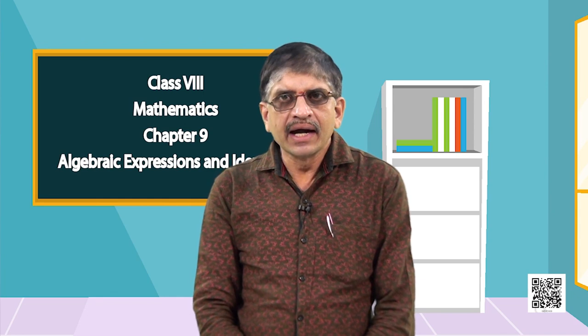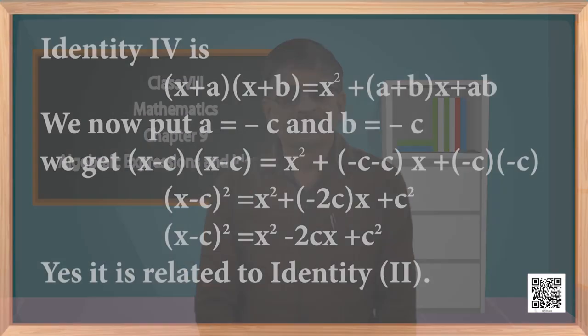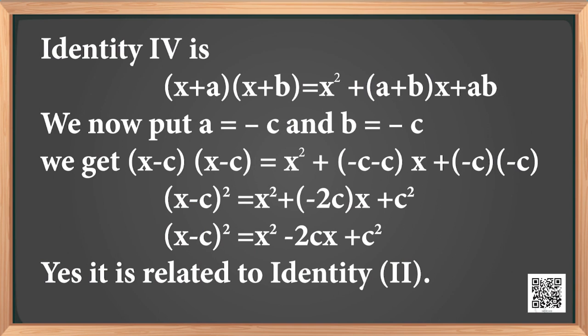Consider the special case of identity 4 with a is equal to minus c and b is equal to minus c. What do you get? Is it related to identity 2? Let us see. Identity 4 is (x plus a) into (x plus b) is equal to x square plus (a plus b) into x plus ab. We now put a is equal to minus c and b is equal to minus c. We get (x minus c) into (x minus c) is equal to x square plus (minus c) into x plus (minus c) into (minus c). (x minus c) whole square is equal to x square minus 2cx plus c square. Yes, it is related to identity 2.